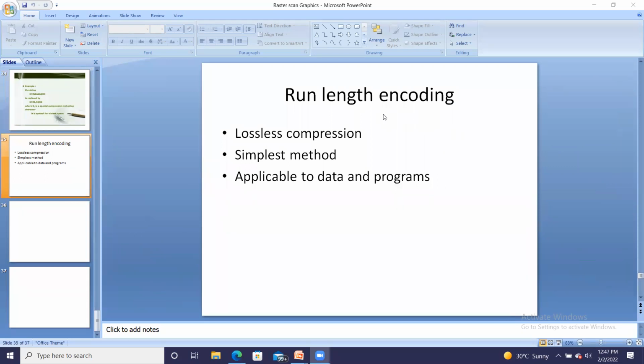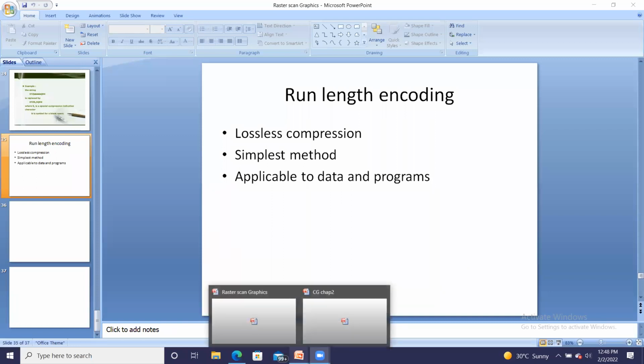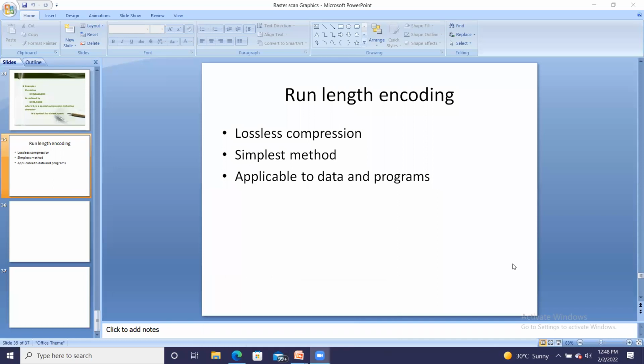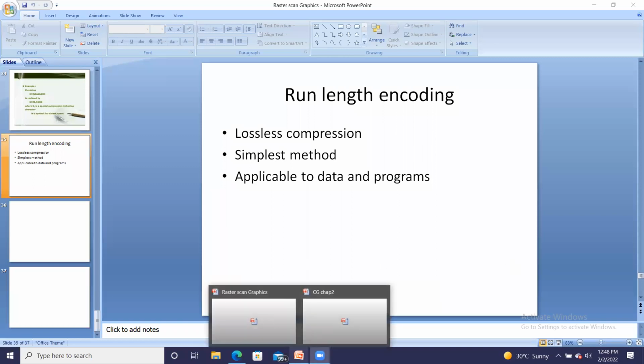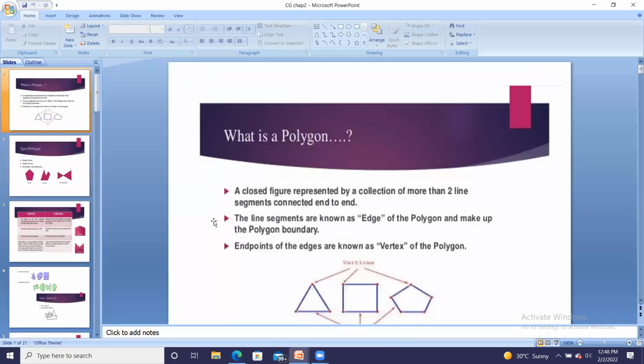So that is about run length encoding. This is the lossless compression we have seen. It is the simplest method, and it is applicable for data, programs, and images as well. And we have also seen the drawback of run length encoding. Okay, now we are going to start with the polygon filling algorithms. Is run length encoding clear to all? Yes, ma'am. Okay, so let us start with polygon filling.